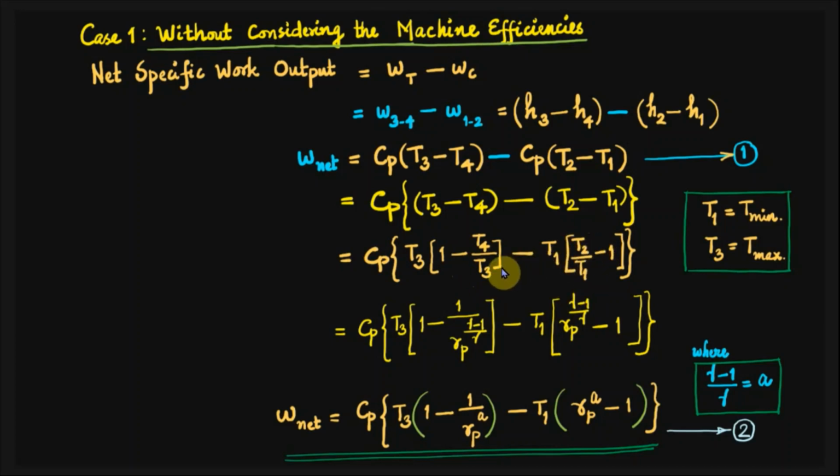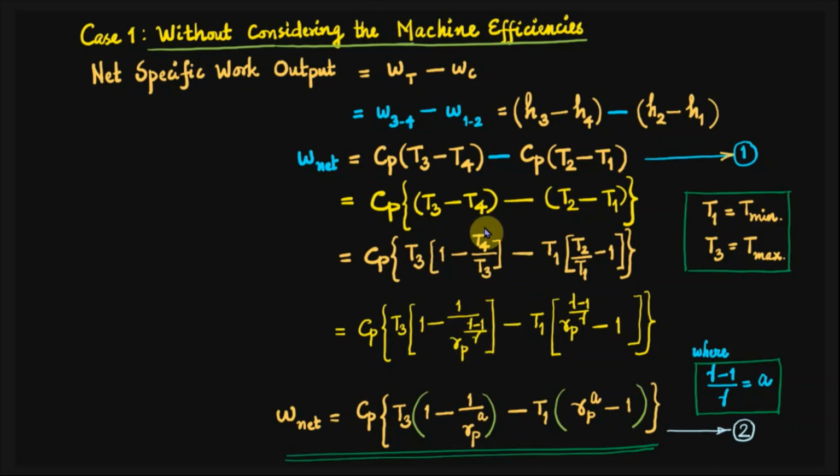We can do that because we know that T3 by T4 is equal to P3 by P4, that is the pressure ratio Rp raised to gamma minus 1 by gamma. Also T2 by T1 is equal to P2 by P1 raised to gamma minus 1 by gamma. P2 by P1 is Rp. We know that P2 by P1 is equal to P3 by P4 is equal to the pressure ratio R suffix P. So what you can get is, if you replace T4 by T3 by this pressure ratio raised to gamma minus 1 by gamma.